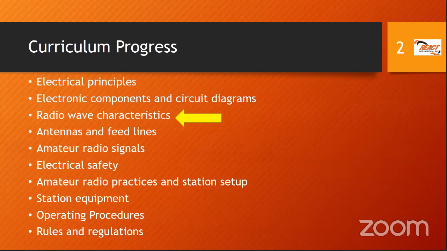Let's see where we are in terms of our progress going through the curriculum. We are on the third bullet point, radio wave characteristics. So we are making good and steady progress through the curriculum. And I congratulate you for going through thus far and sticking to it.